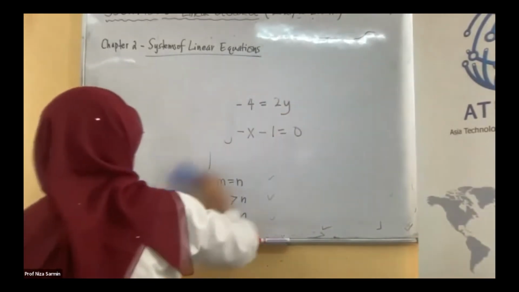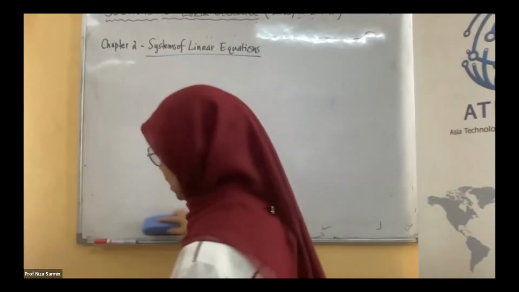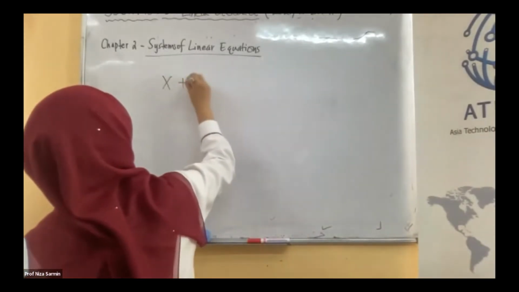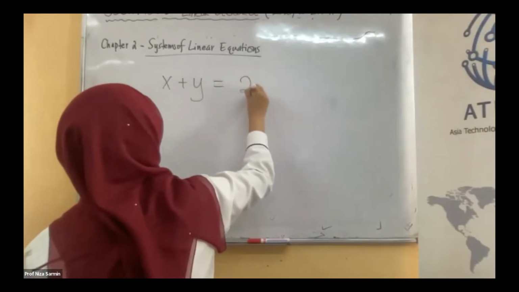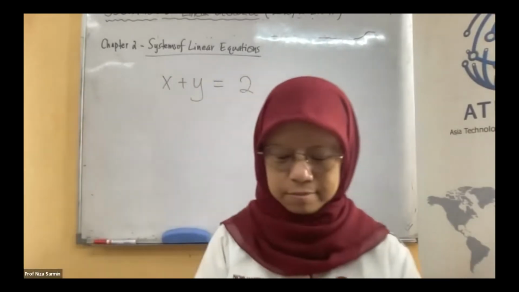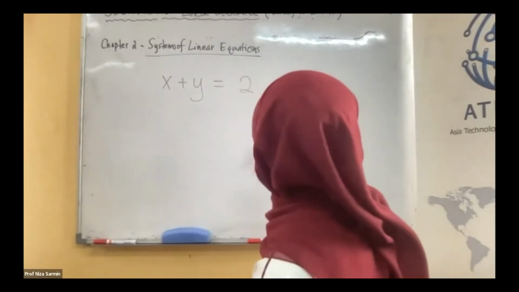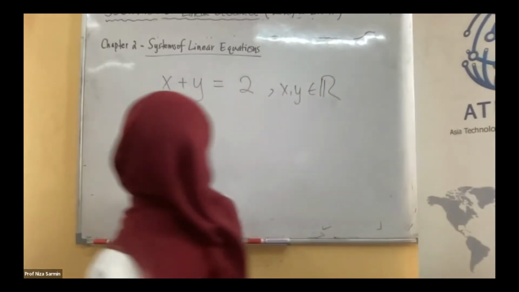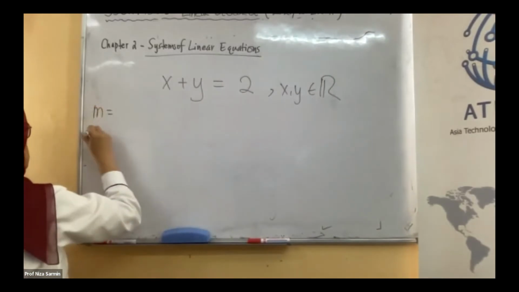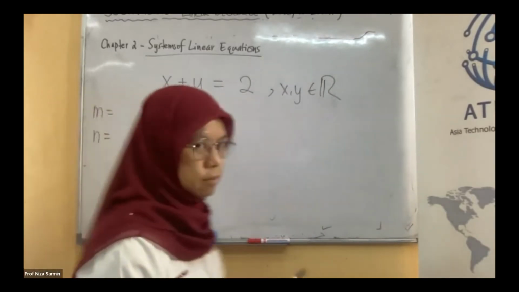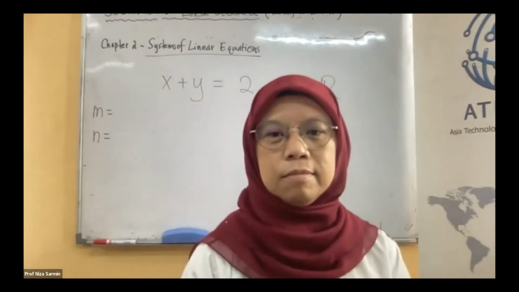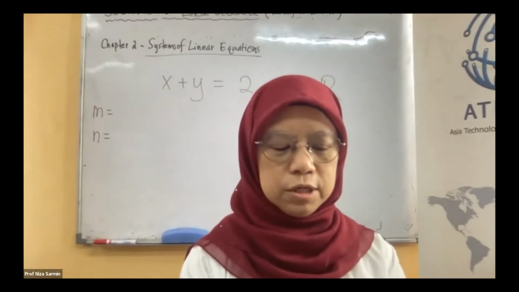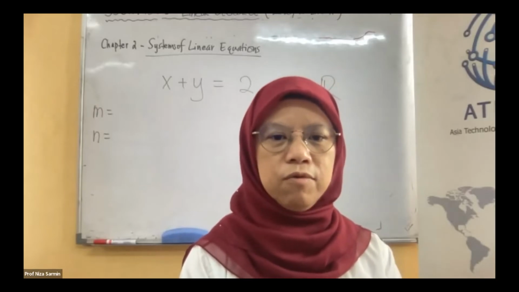Okay. Let me give this one very easy example. x plus y is 2, x, y in R. What is M? What is N? M is the number of equations, N is the number of variables.